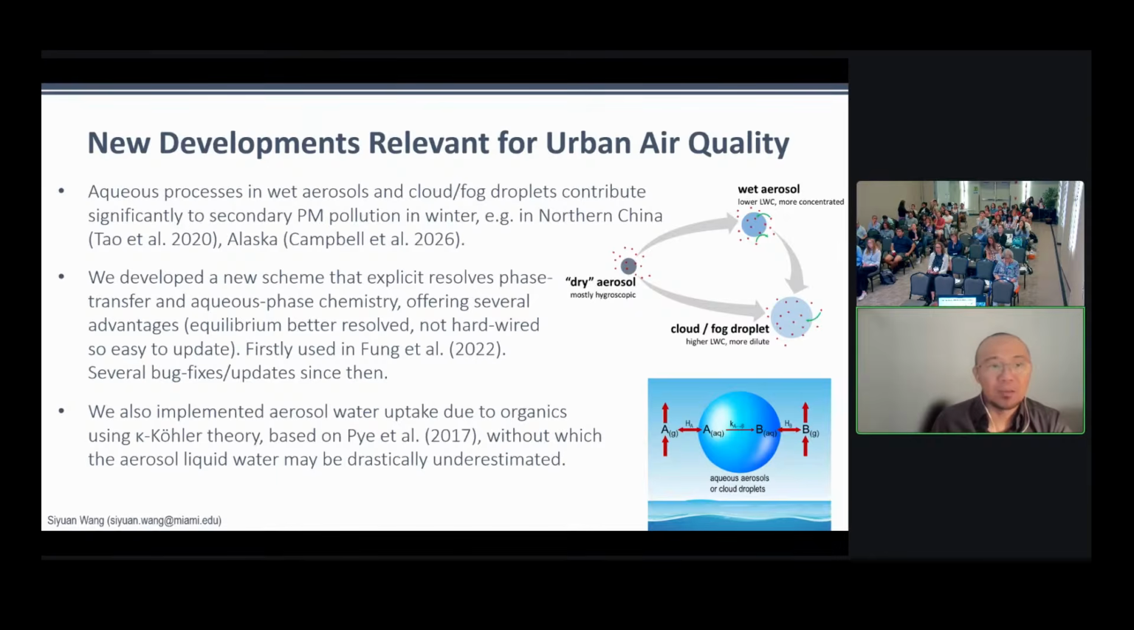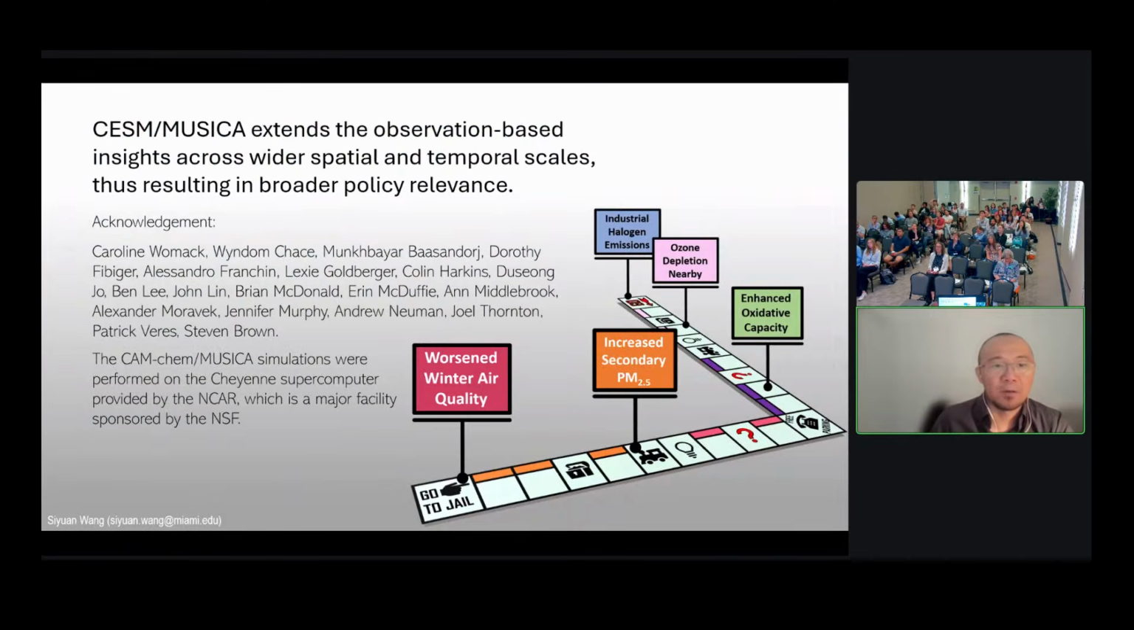All right, with that, I would like to acknowledge my colleagues and the funding and the computational resources provided by NCAR. The one sentence summary is that basically the CESM model, specifically the CAM-Chem model with regional refinement capability, extends the measurement-derived insights across wider spatial and temporal scales, thus resulting in broader policy relevance. I'd like to take any questions or comments.